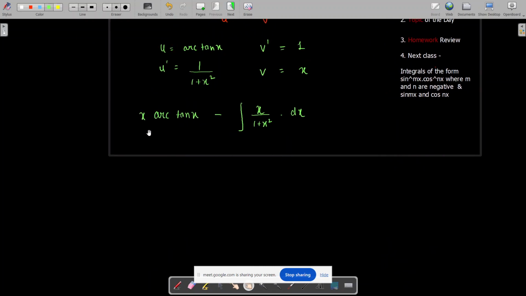So this thing is outside of the integration. Now we have this thing. So how are we going to deal with this one?